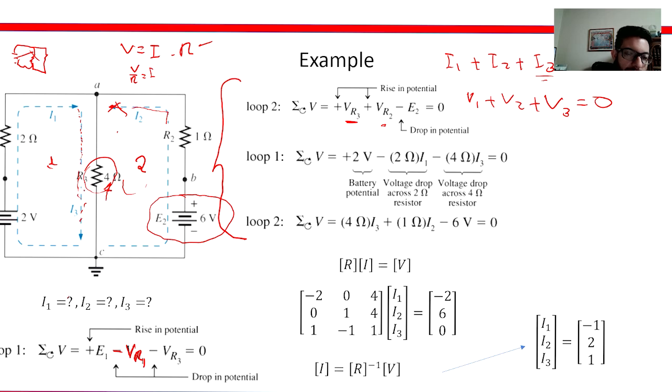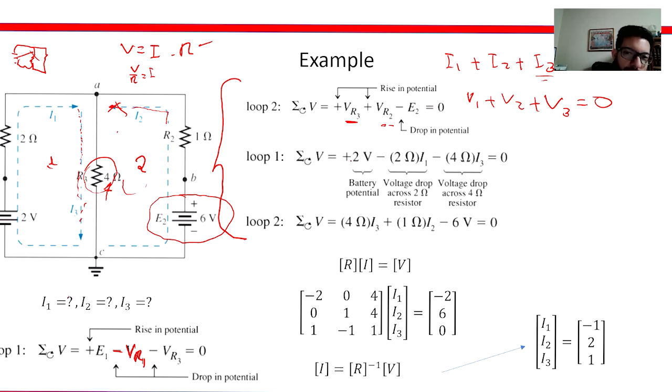So if you went here, on this one you decided to go where the resistor is taking power away with a minus, then on the next loop this will give you power. And that's why we have plus VR2, because VR2 also gives us power, and then the battery will take all the power away, minus E2 equals 0.